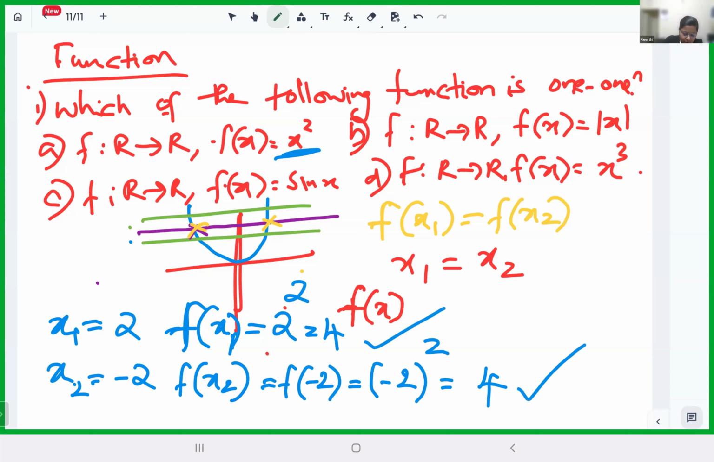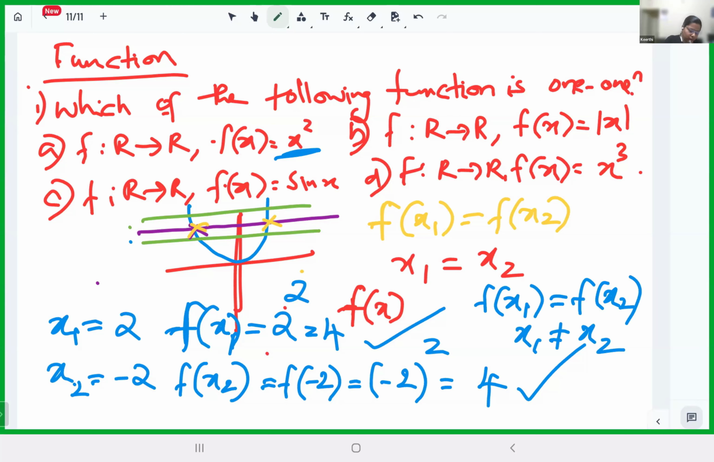Here you can say f of x1 is equal to f of x2. Both are 4. But what can you say about x1 and x2? Are they same? x1 is not equal to x2. So what can you conclude from this? It doesn't satisfy the condition of 1, 1 or injective function, right? So it is not 1, 1. It is a many one function.